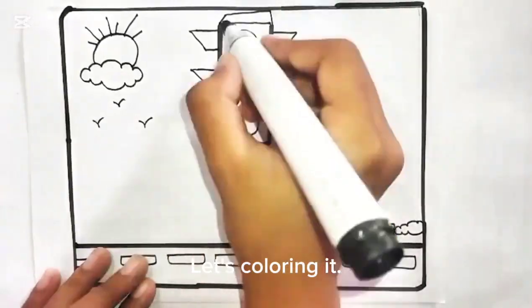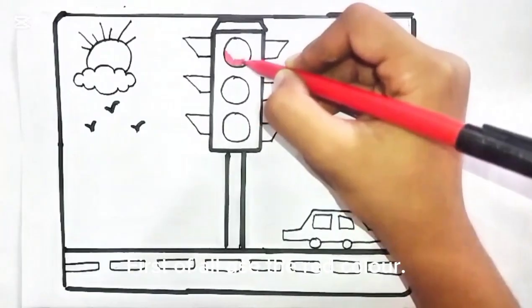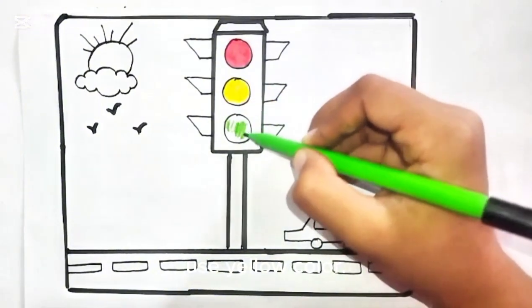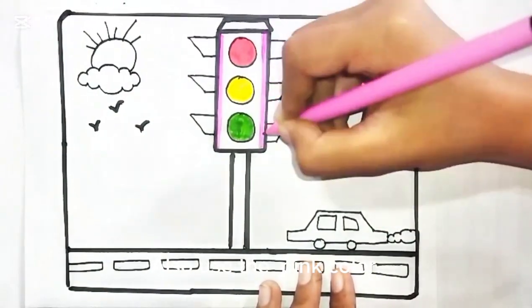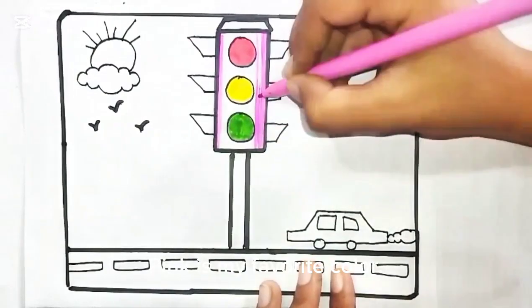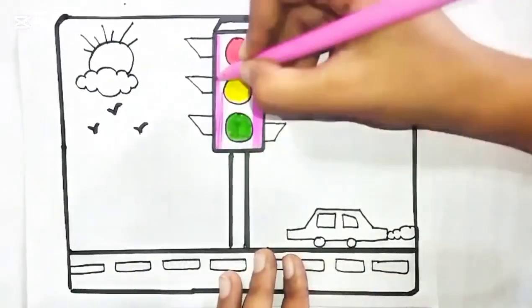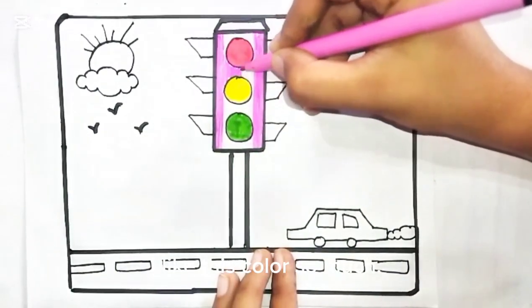Let's color it. First of all, use the red color. Use yellow color. Then use the green color. Also use the pink color. Pink is my favorite color. I like this color so much.